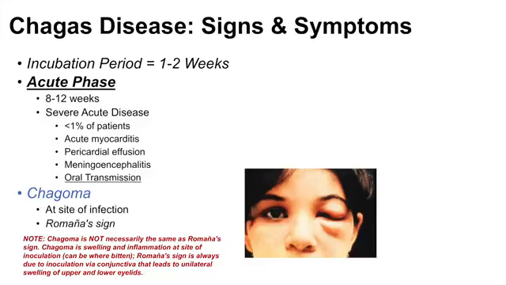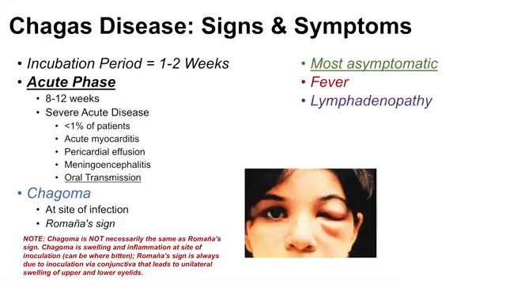Now, other than that, most individuals during the acute phase are asymptomatic, but some other patients experience non-specific symptoms such as fever, lymphadenopathy, myalgia, and headache. So it feels like a general illness.